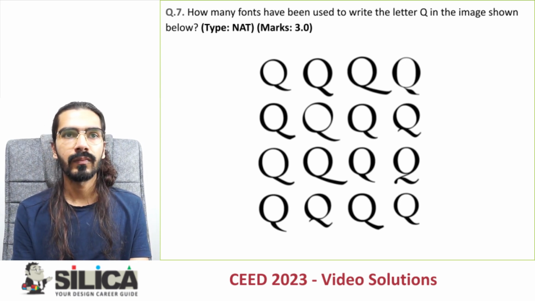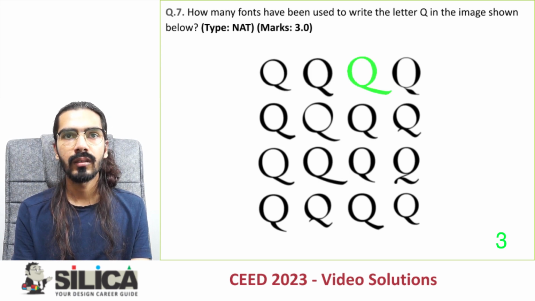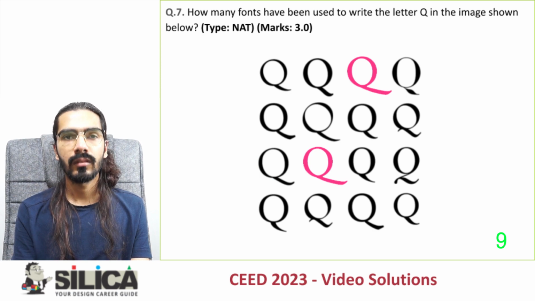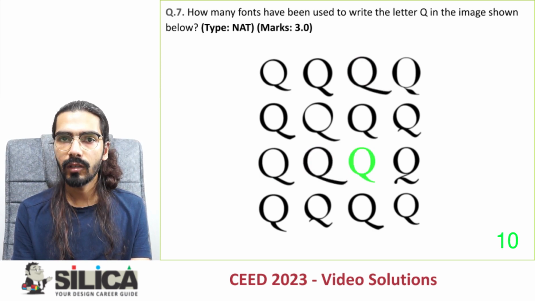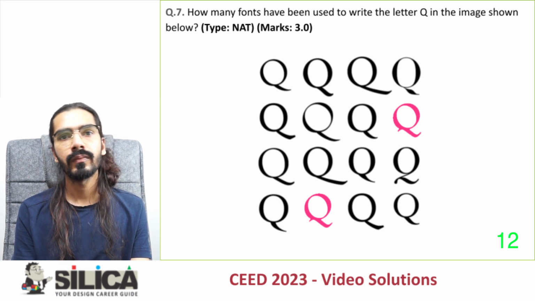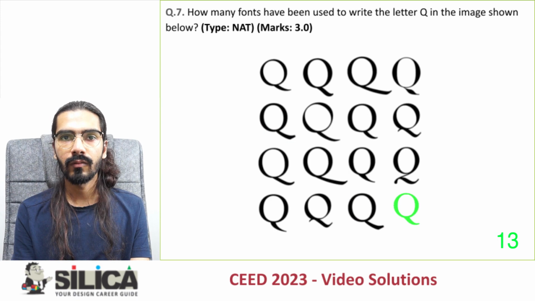Okay, let's see. 1, 2, this will be 3, this will be 4, this will be 5, this will be 6, this will be 7, this will be 8, this will be 9, this one we have seen here. So this one will be 10, this one will be 11, this one will be 12, this one we have seen over here, this one we have seen over here, so this one will be 13.